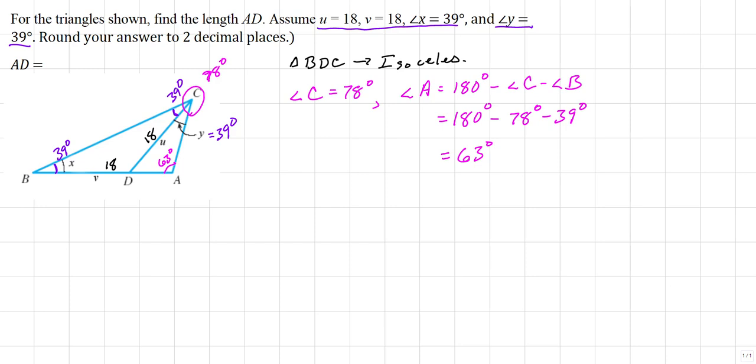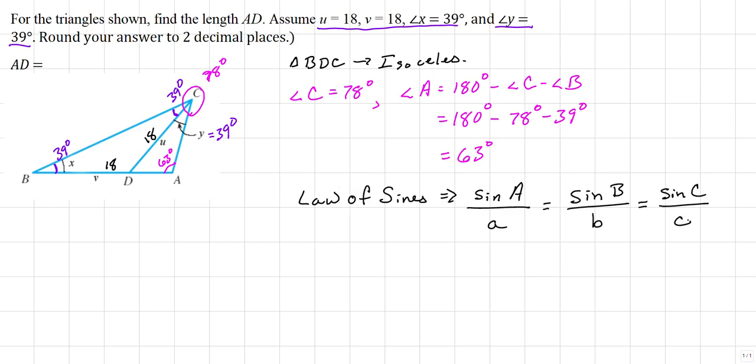Now, what we're going to do is use the law of sines. Remembering that the law of sines is the sine of A over A is equal to the sine of B over B is equal to the sine of C over C. Now, we're only going to use 2 components of the 3. We're going to set up a proportion, and we're going to solve for the missing component of the proportion. So don't let the letter assignments confuse you.